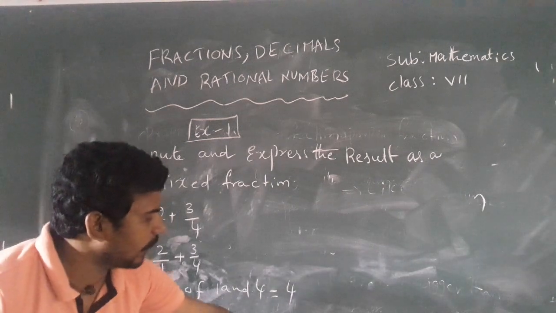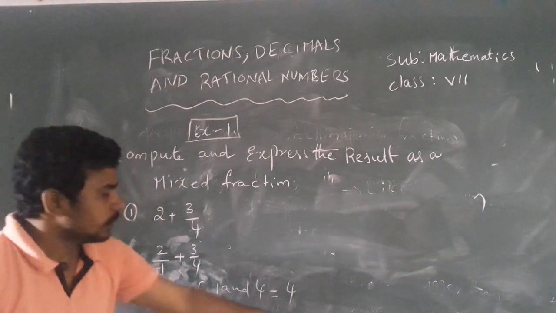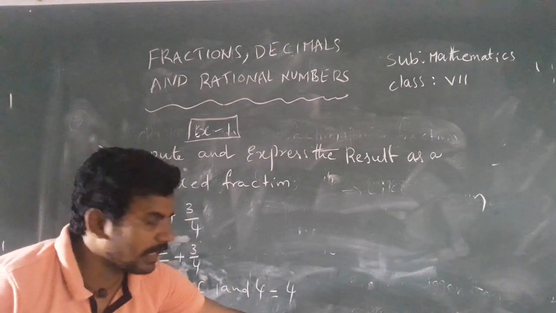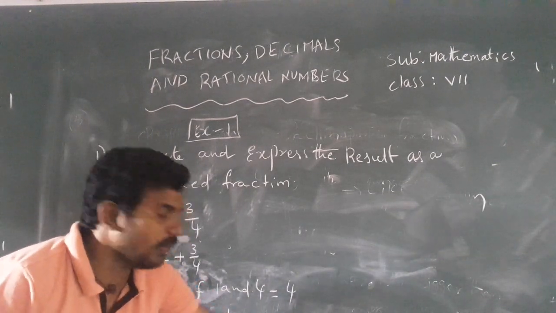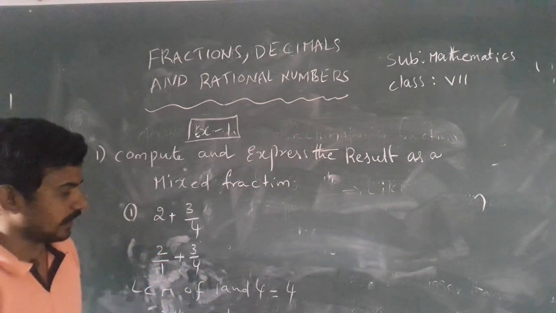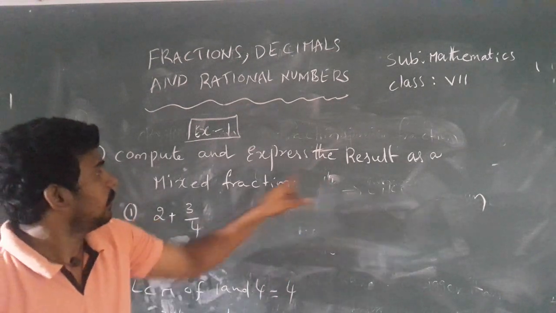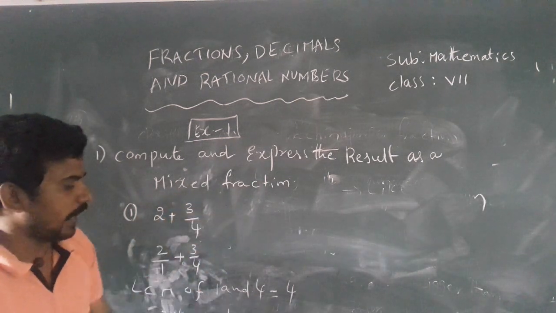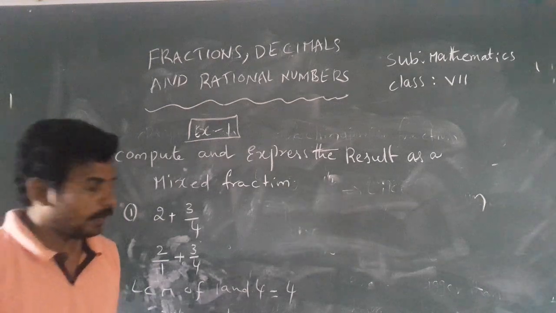8 plus 3 by 4, what, children? 11 by 4. So 11 by 4, which fraction? The numerator is bigger than the denominator. So 11 by 4 is called what, children? An improper fraction. This improper fraction is expressed as a mixed fraction. So convert 11 by 4 into a mixed fraction.